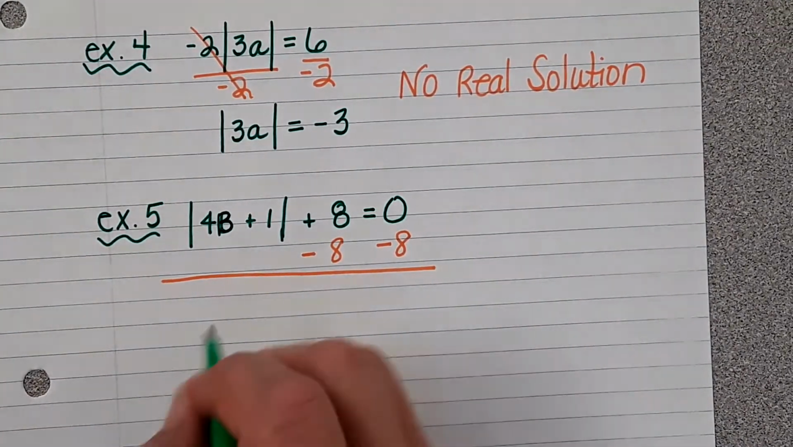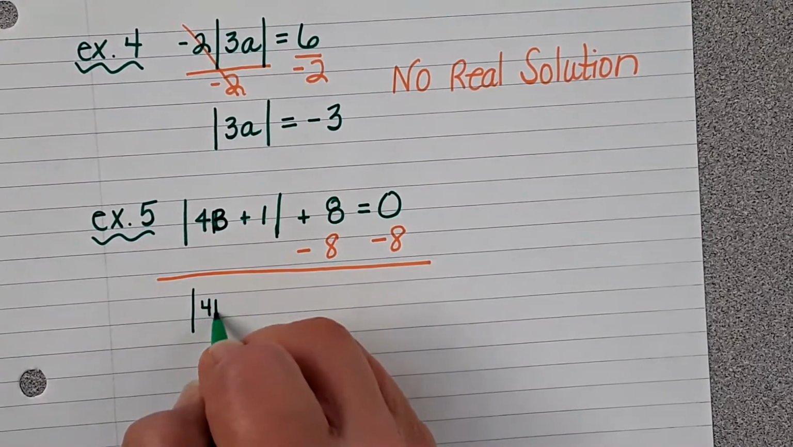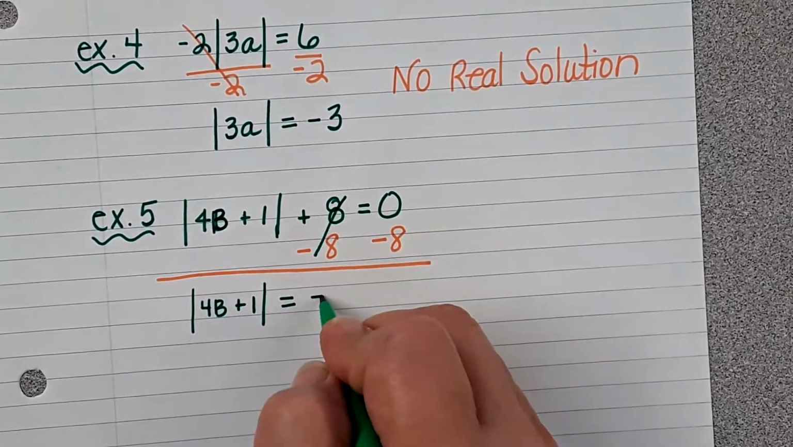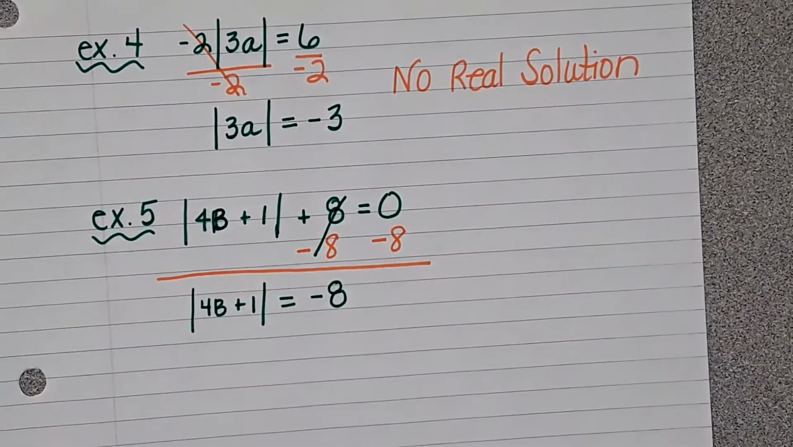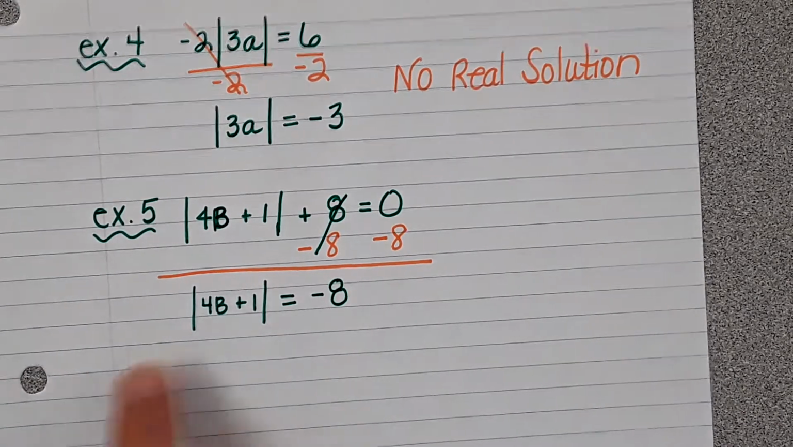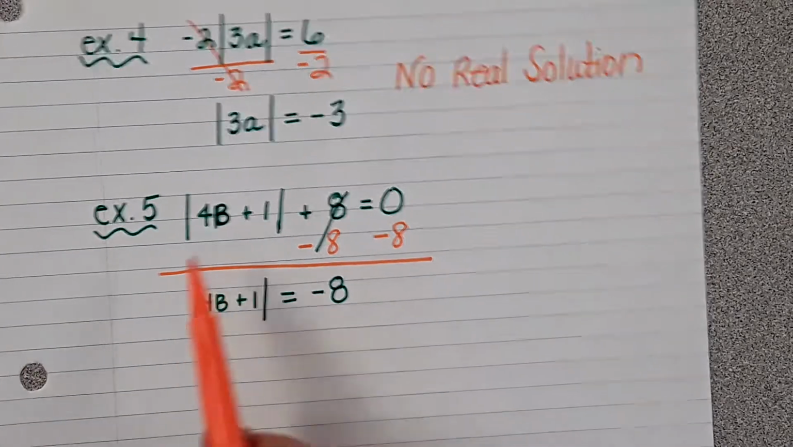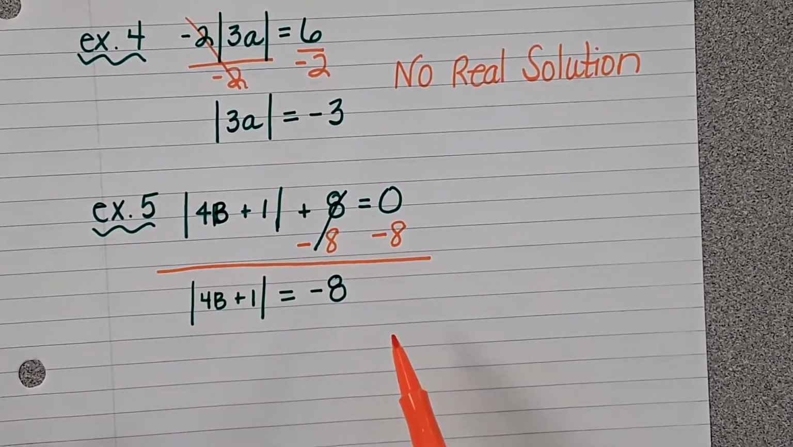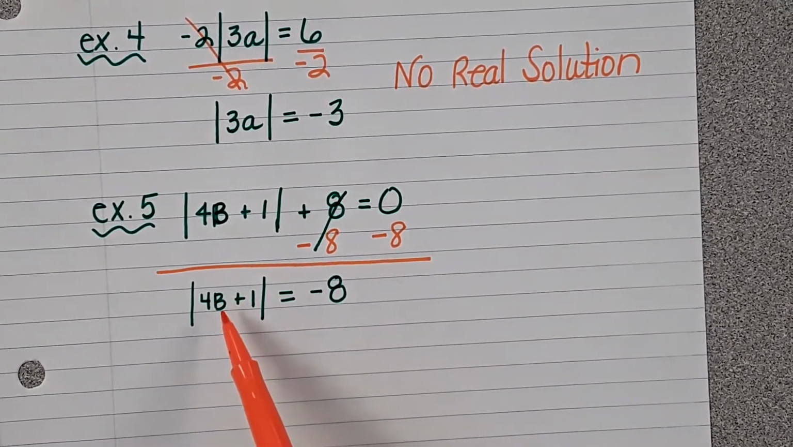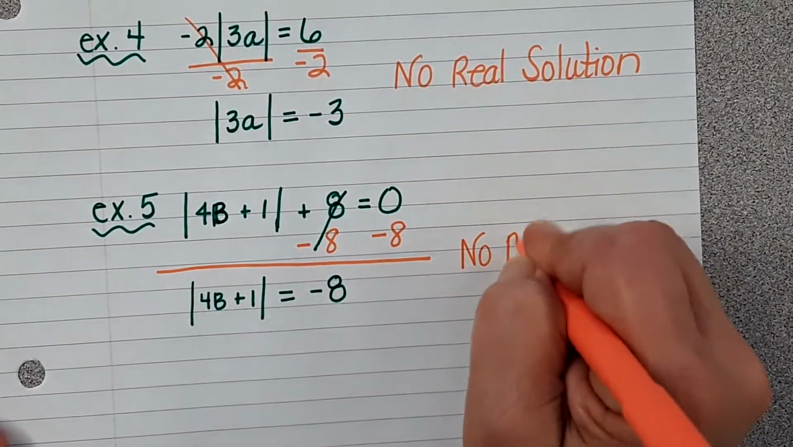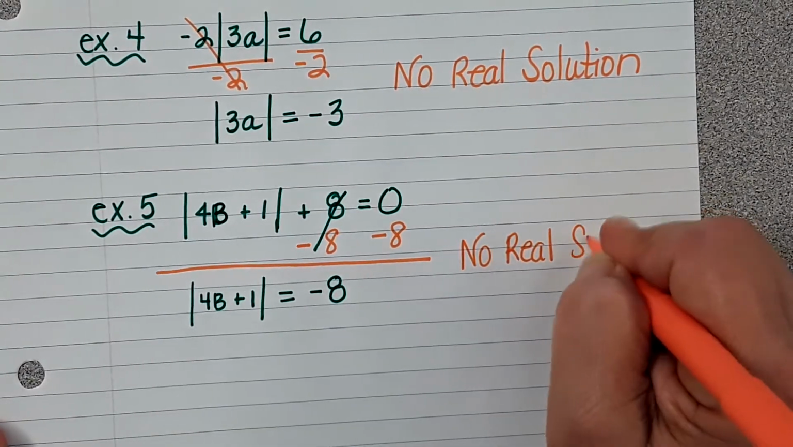Okay, so now we're left with the absolute value of 4b plus 1 equals what? Is there anything in front of the absolute value? Is there anything behind the absolute value? So everything is contained in the absolute value. So can I solve this problem? No, it can't be negative. The absolute value of something will never equal negative. There isn't anything I can put in this absolute value that will come out to be -8. So again, this is no real solution.